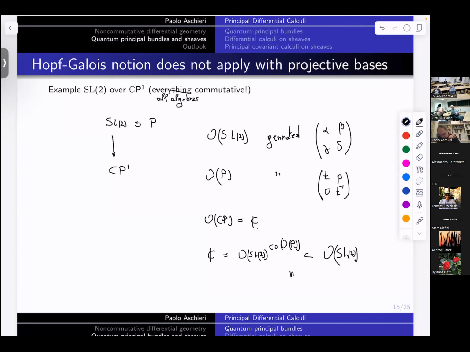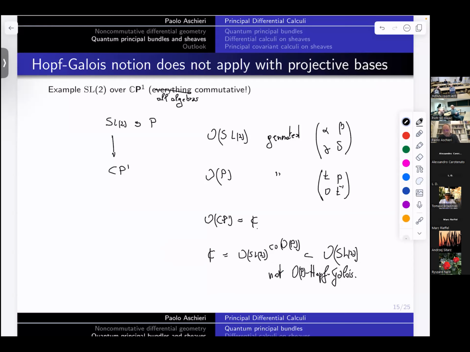And this is not Hopf-Galois. So the description of such a principal bundle. Sorry, but it is Hopf-Galois, but not with the group P. Absolutely. So let's write it down. It's correct. It's not Hopf-Galois. Yes, yes. That's what I meant.